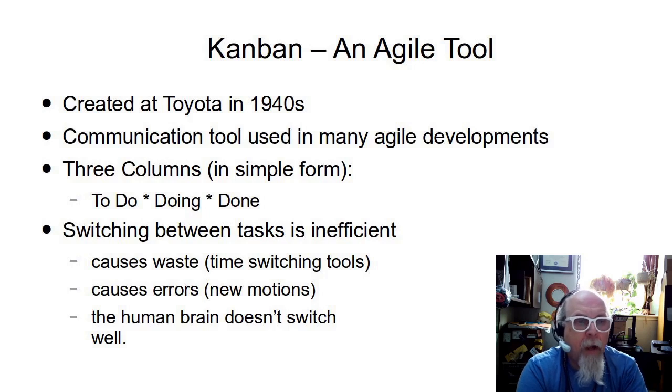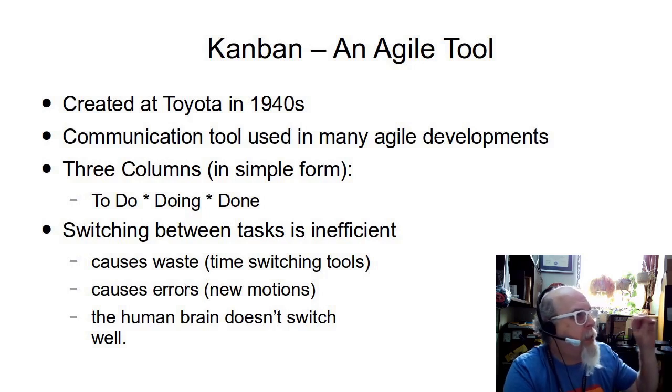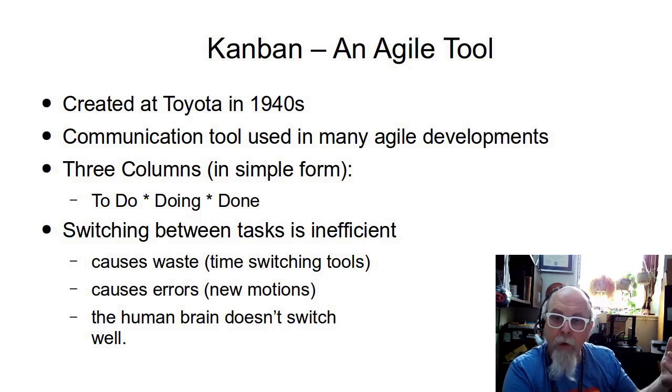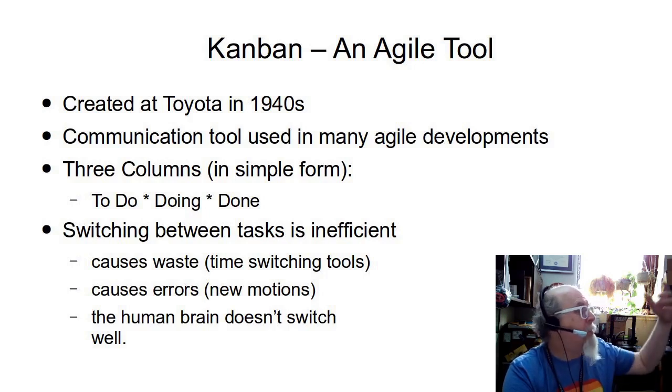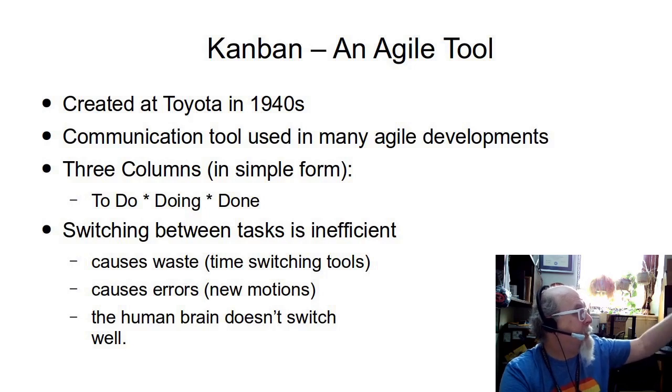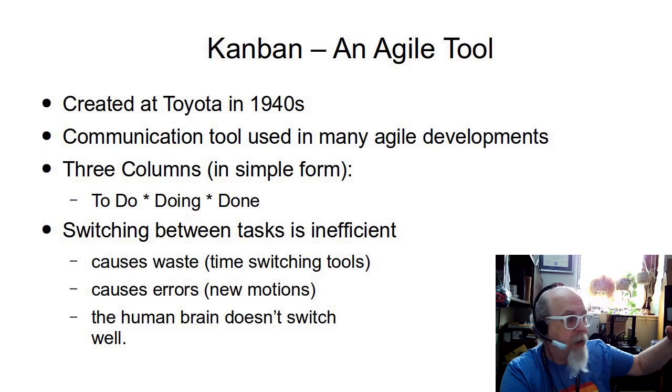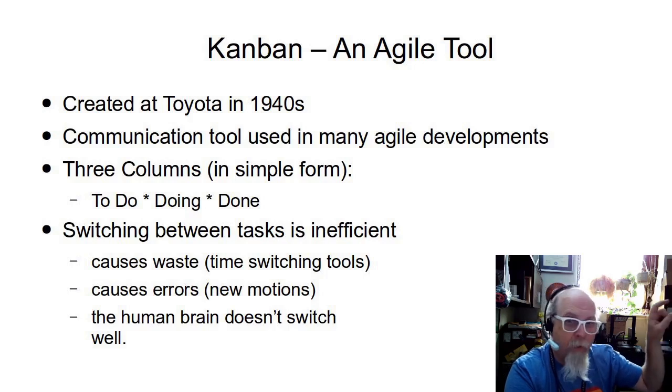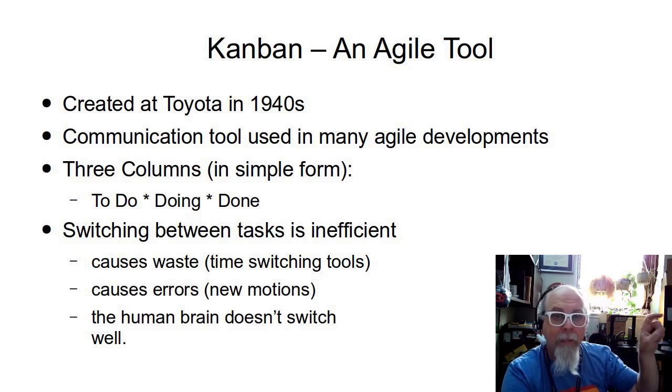So the Kanban is all about trying to keep the doing column to 2 or 3 items. I'm working on this right now. I've got this that I'm pending waiting for somebody. I've got this that's pending waiting on somebody. And I'm working on one thing right now. And that's what the Kanban is all about, letting you focus on the activities at hand.